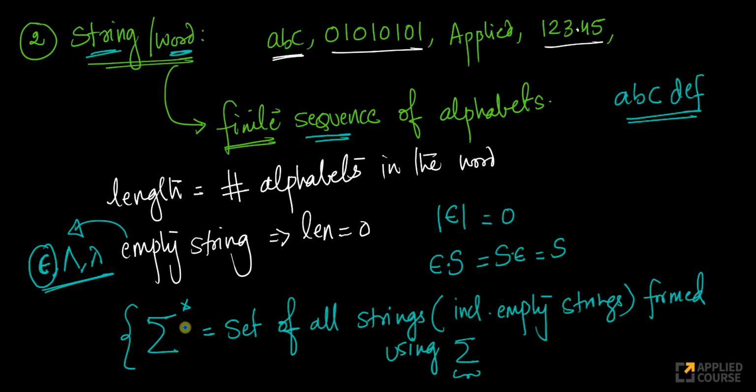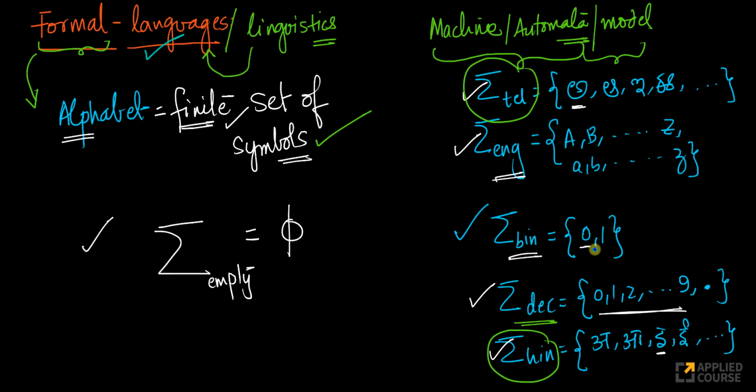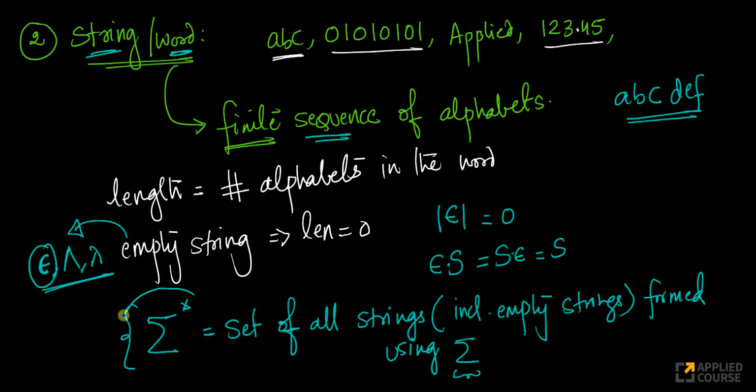This is a big set. If you think about it, if my sigma is binary, this is the set of all strings or words that I can form using binary digits, and there will be infinitely many of them. There will be many such strings. I hope you got a sense of what sigma star is, because we'll use this to define what a language is. What is a language now?